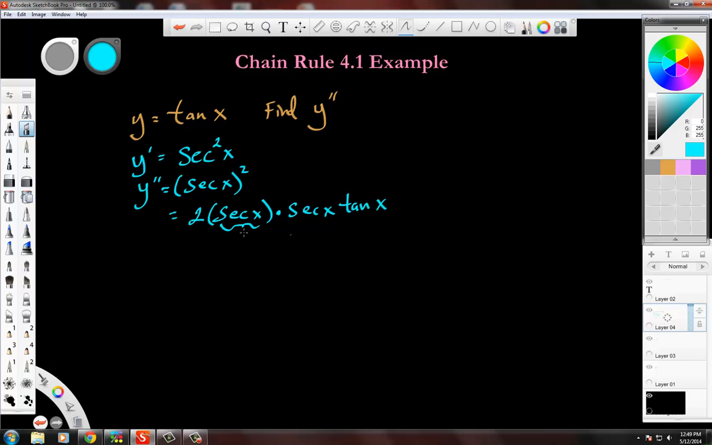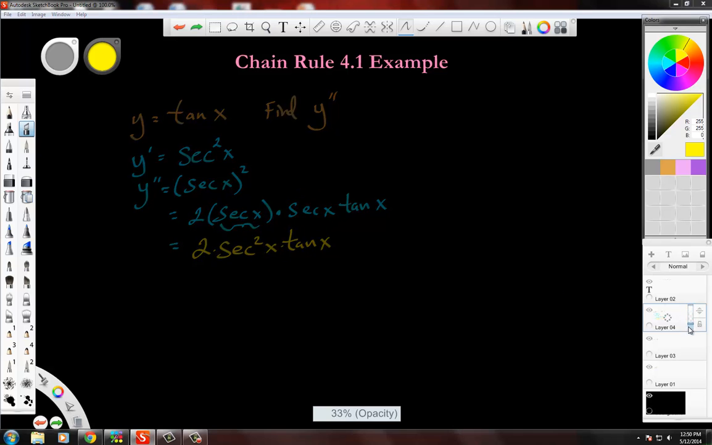And then if we simplify this, yellow is my final answer: 2 secant squared x tangent x. And all these are multiplied together. So because there are 2 of them, that's why it becomes secant squared of x. Alright, so let's go to a little bit beefier problem.